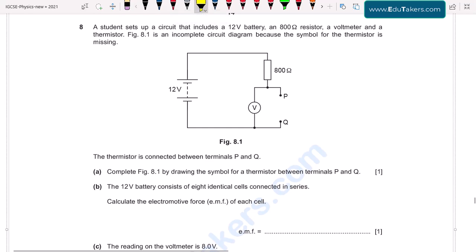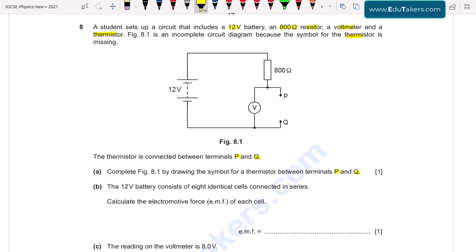Question number 8. A student sets up a circuit that includes a 12-volt battery, an 800 ohm resistor, a voltmeter and a thermistor. Figure 8.1 is an incomplete circuit diagram because the symbol for the thermistor is missing. The thermistor is connected between terminals P and Q. Part A. Complete figure 8.1 by drawing the symbol for a thermistor between terminals P and Q.